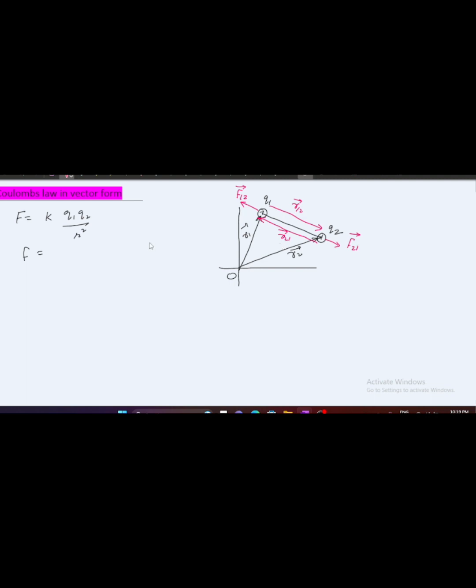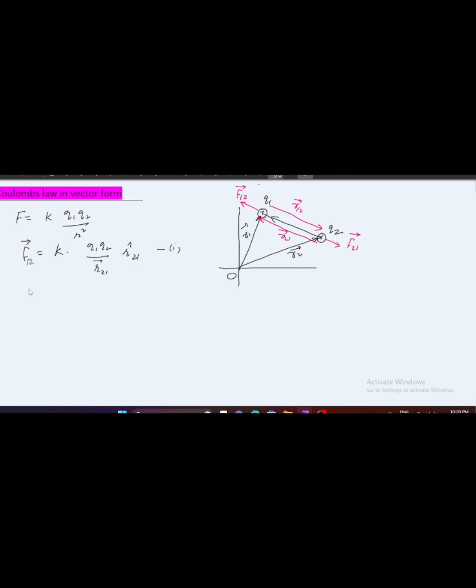So to represent this force F12, the force on charge first due to second, that will be equal to K Q1 Q2 divided by R21 square. Here I have to take R21 because I have to take the direction in which this force is acting. As you can see, the force on this charge due to the other charge acts in this direction, so the distance has to be taken in the direction of force. To specify the direction, I write a unit vector R21 cap in this direction. Let me call it equation first.